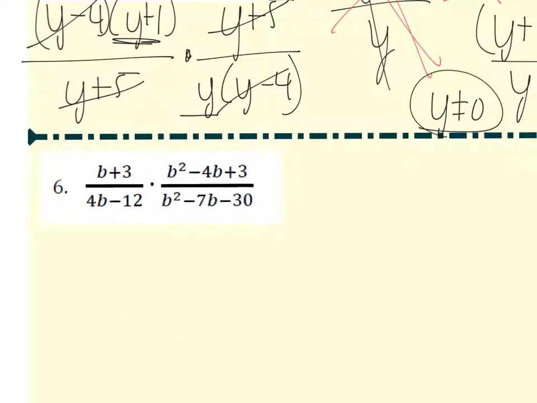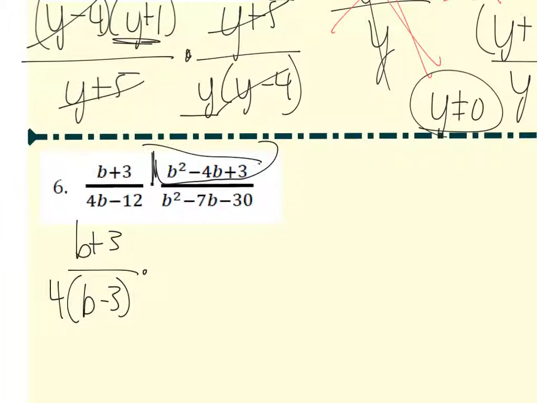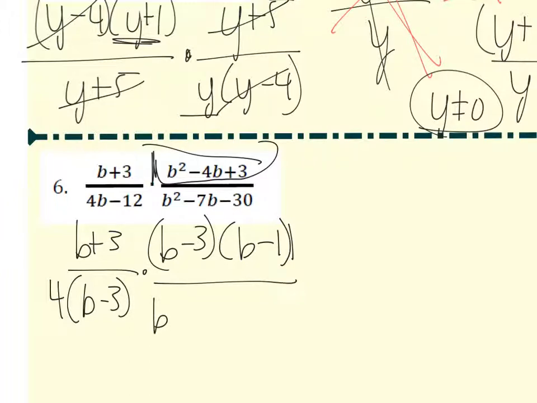So for the bottom part, same idea. You have b plus 3. On the bottom, if I factor out 4, I have b minus 3. Those two can't do anything. Up top here, looking at this one, that's going to be b minus 3 and b minus 1. And on the bottom here, that's going to be, I think, b minus 10 and b plus 3, factored. Okay, again, I told you before and I'll tell you again, it really pays off to be able to factor and do it well.